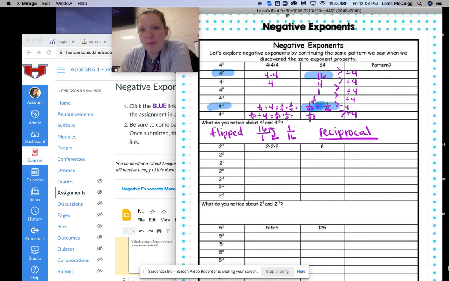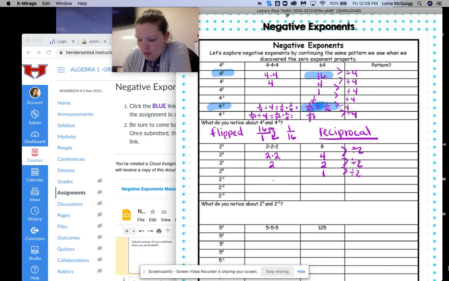All right, so let's see if it happens again. So we have 2 cubed, which is 8. 2 times 2 times 2. We have 2 squared, which is 2 times 2, and that's 4. So we divided by 2 here. 2 to the power of 1 is just 2. We divided by 2 again. 2 to the 0, we already said anything to the 0 power is 1. Again, we divided by 2. That's how we figured that out last week.